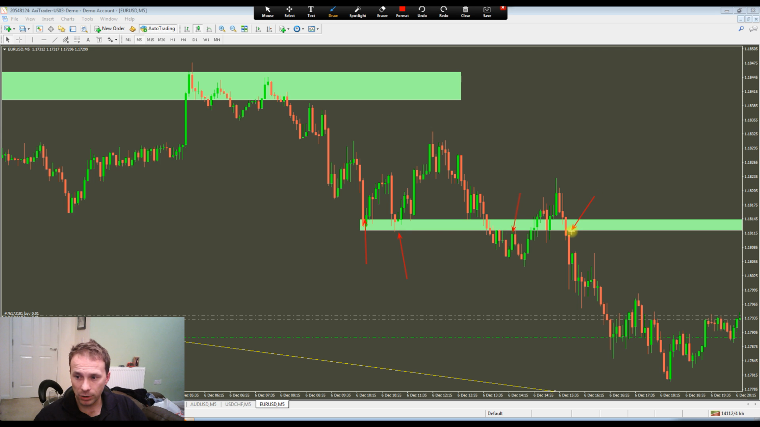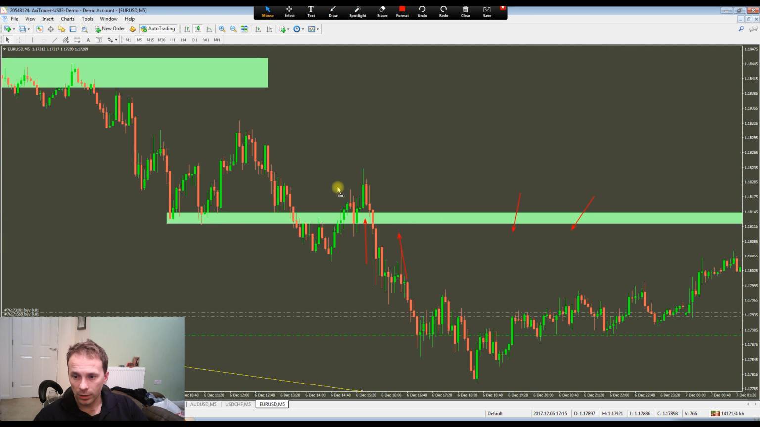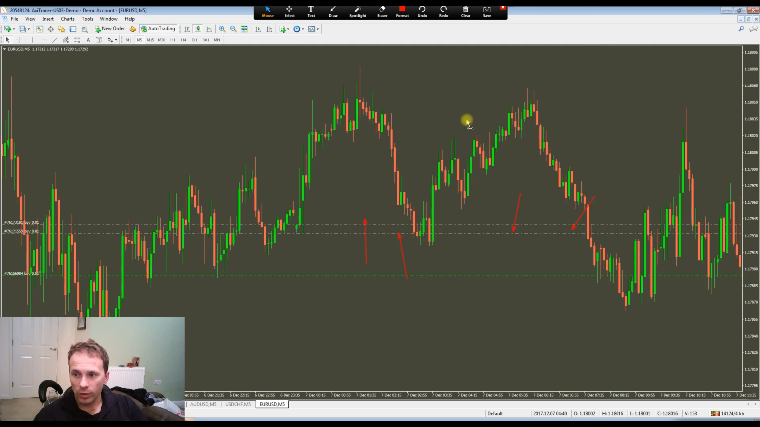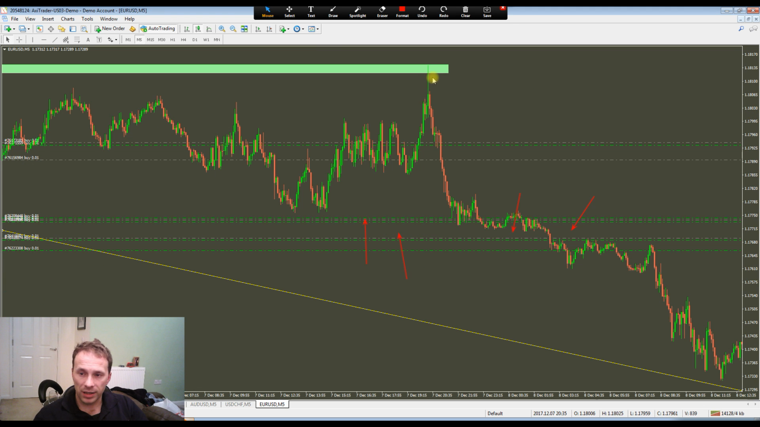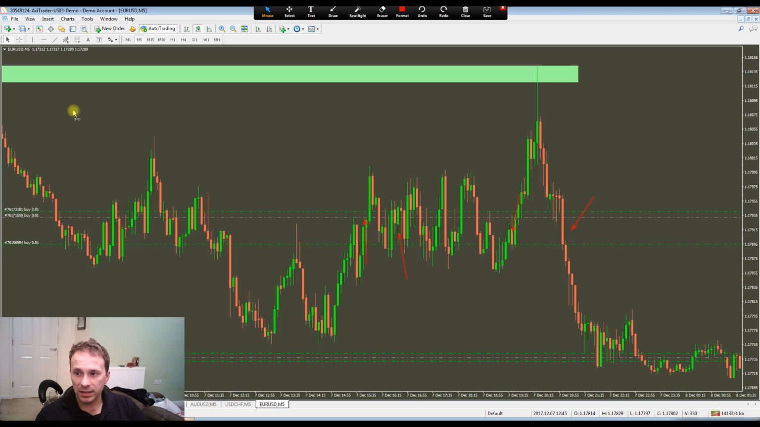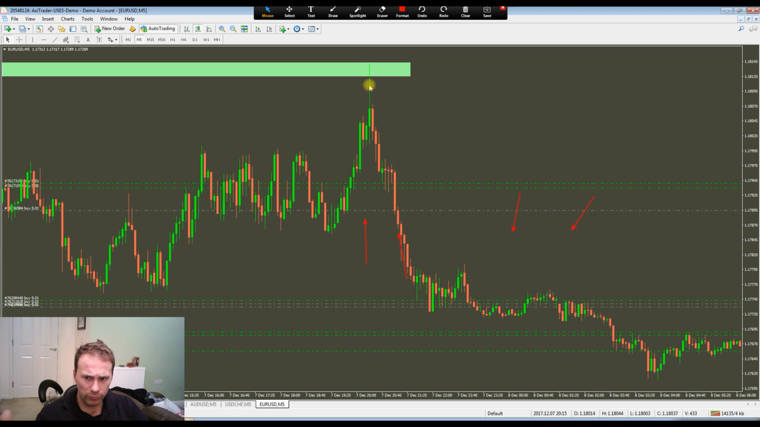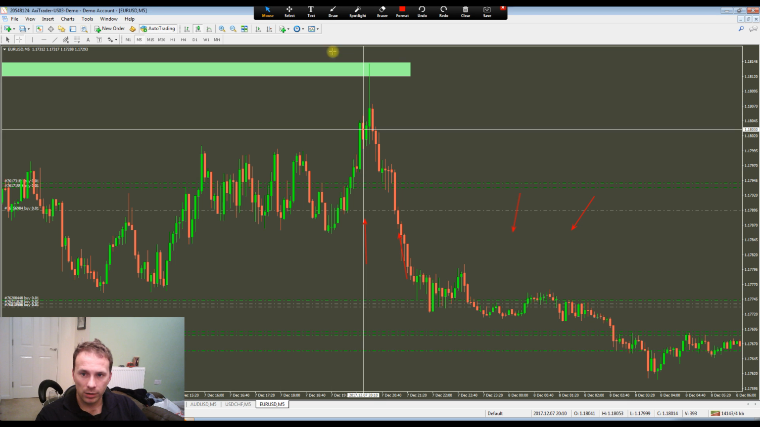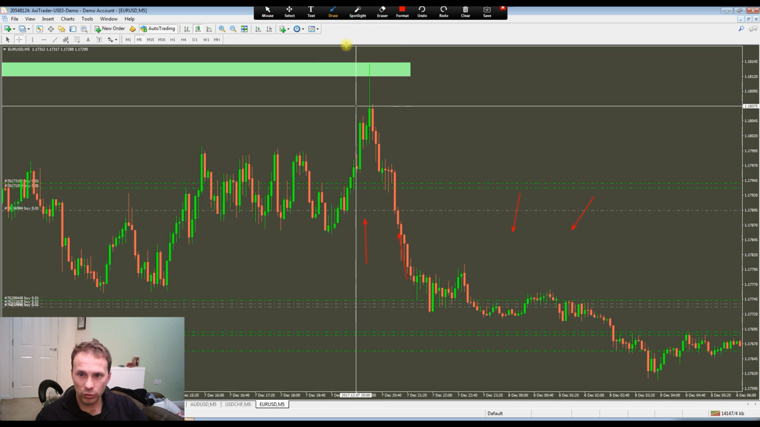And then again here, because we had a break of support, nice entry down. I know when the price next comes back up to that level, it's likely to reject off it. And it did. We had a massive wick, massive rejection there, and then a massive engulfing candle. Again, there's your entry.